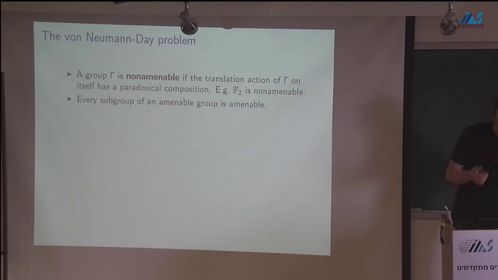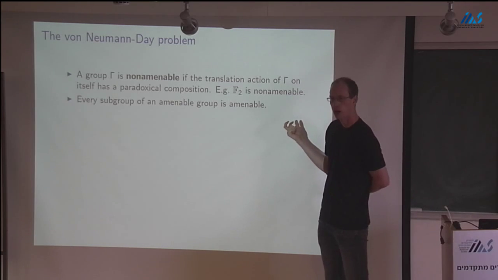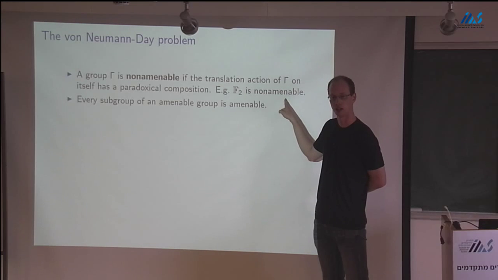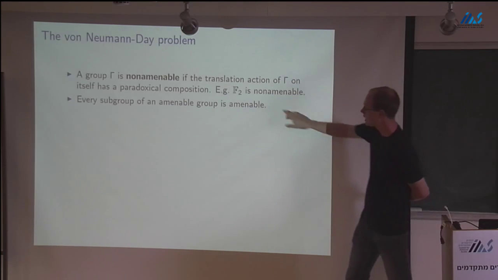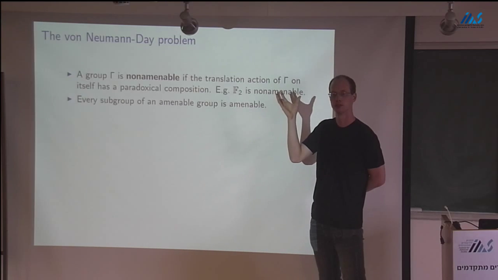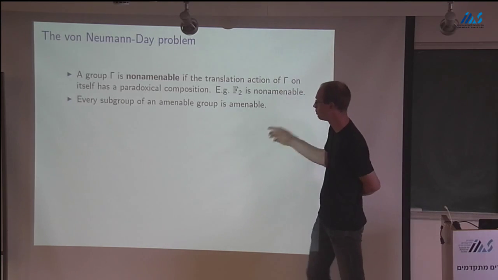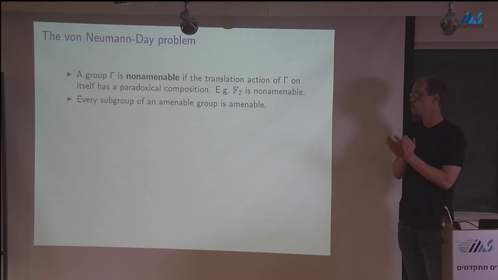And so there'd been a question. Since every subgroup of an amenable group is amenable, you might wonder, is F2 the only reason for being non-amenable? Okay, so suppose you're a non-amenable group. If you contain F2 as a subgroup, since F2 is non-amenable, your group's non-amenable. Right? If you were an amenable group, this subgroup would be amenable. So any group containing F2 is automatically non-amenable. Is that a characterization of non-amenability?